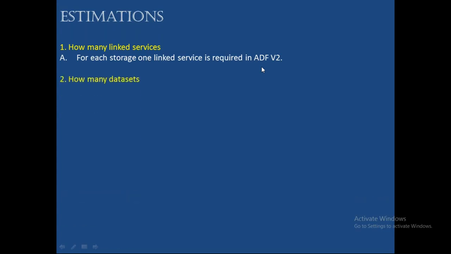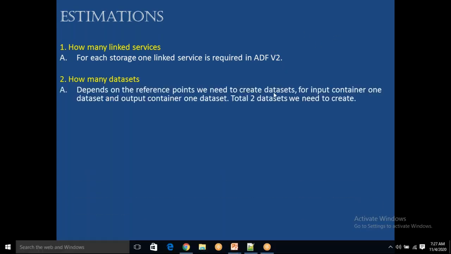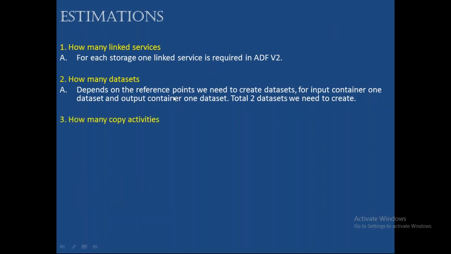Next, how many data sets do we need? As I said, my input is in a different folder and I want to load my output in a different folder. So I am referring to two different locations, meaning I need to create two different references. It's nothing but two data sets: input data set and output data set. You see, depending on the reference points, we need to create data sets. For the input container, one data set, and for the output container, one data set. In total, two data sets we need to create. Clear? Okay, next.